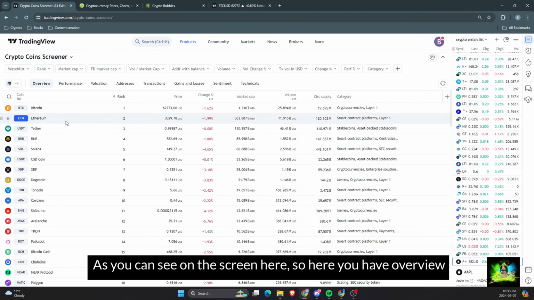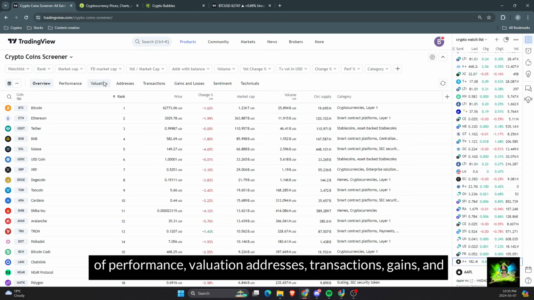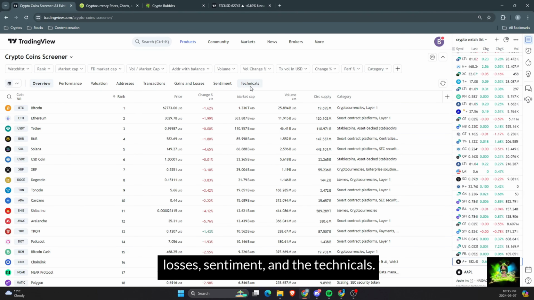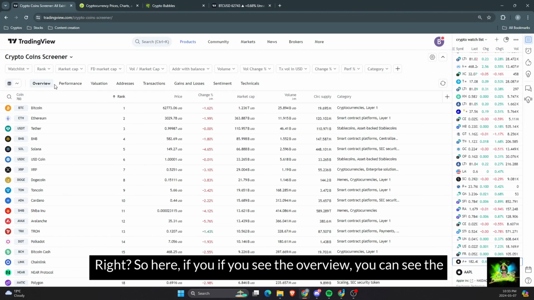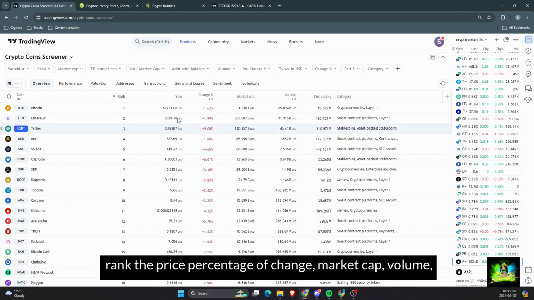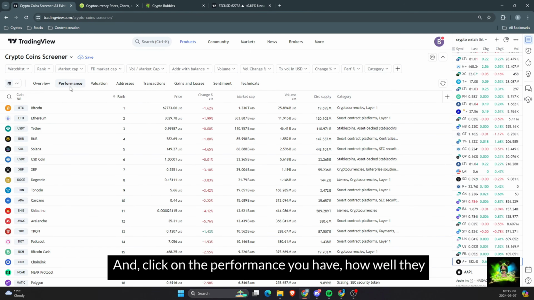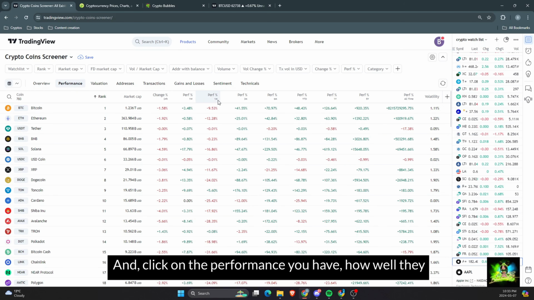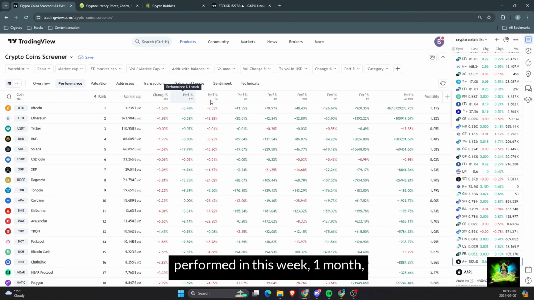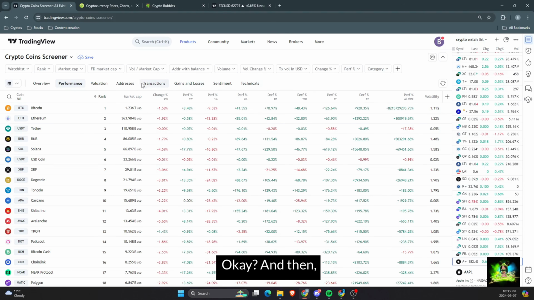As you can see on the screener, here you have overview, performance, valuation, addresses, transactions, gains and losses, sentiment, and technicals. If you see the overview, you can see the rank, the price, percentage of change, market cap, volume, circulating supply, and category. Click on performance, and you have how well they performed this week, 1 month, 6 months, year to date, etc.